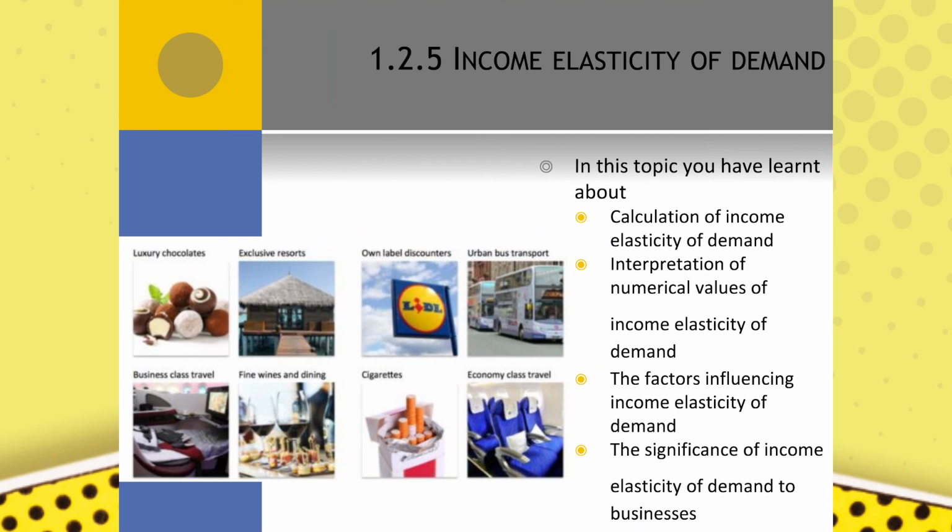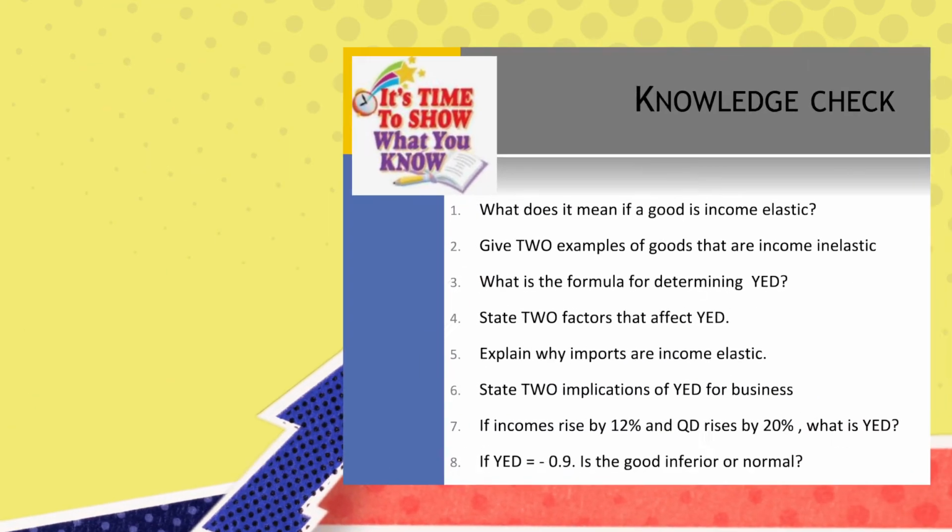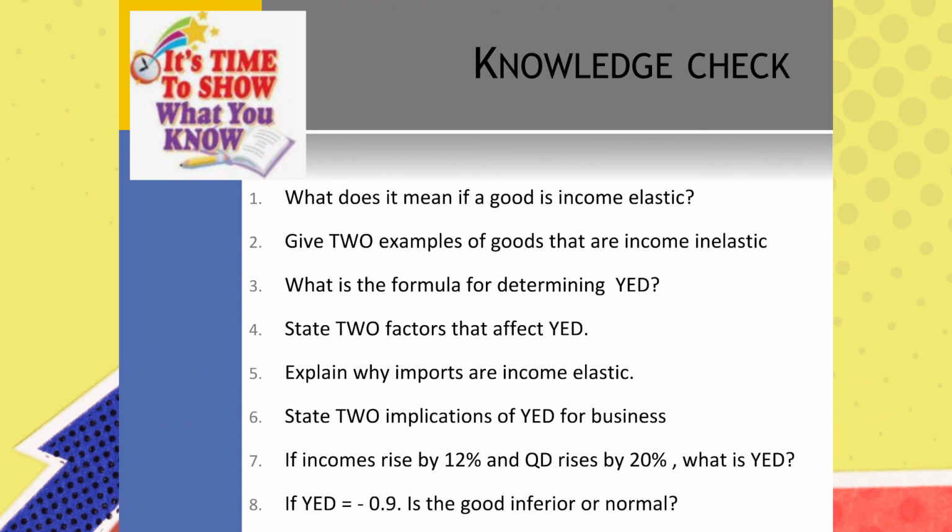So in this topic, we've learned about the calculation of income elasticity. We've learned about interpreting the numerical values. We've learned about the factors that influence demand and the significance of income and demand. So a quick knowledge check. It's time to show that you know. Answer these questions down in your book, and then we will have a discussion as to what the answers are to see if we have got it correct.